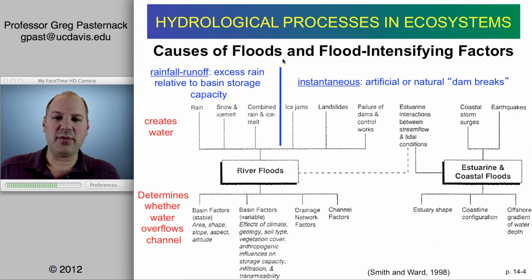And I also am going to break these into two. When the water comes from instantaneous effects like landslides, dam failures, or possibly even ice jams, an instantaneous effect like a dam break kind of effect, versus rainfall that induces runoff. And when you have an excessive amount of rainfall compared to basin storage capacity, then you can get a flood.